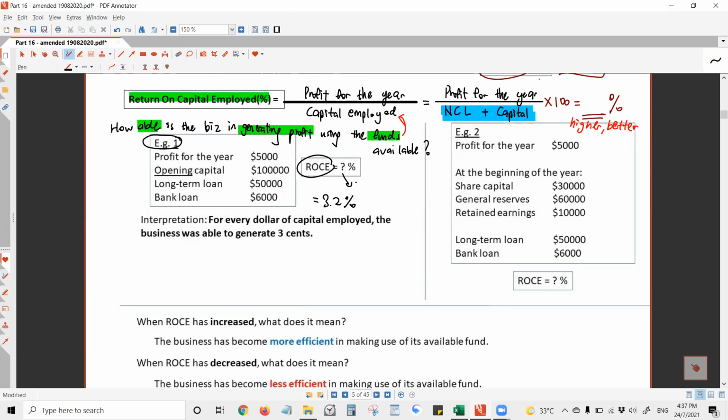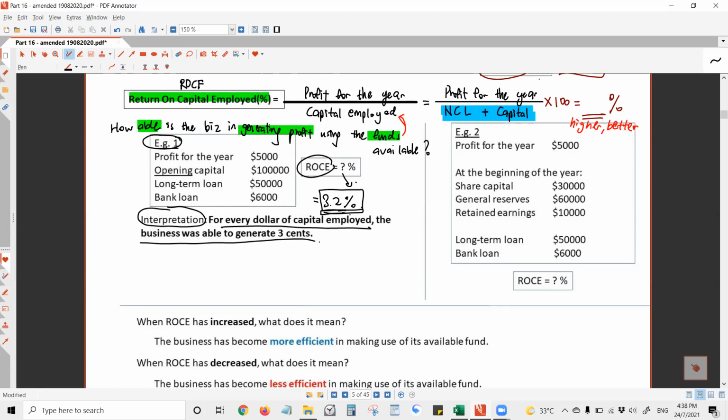So what does 3.2% mean? The interpretation is here. It says, for every dollar of capital employed, the business was able to generate 3 cents. That's the meaning. This percentage, the higher it is, the better. This number alone is meaningless. For it to be meaningful, you have to compare the return on capital employed with the earlier years' return on capital employed.